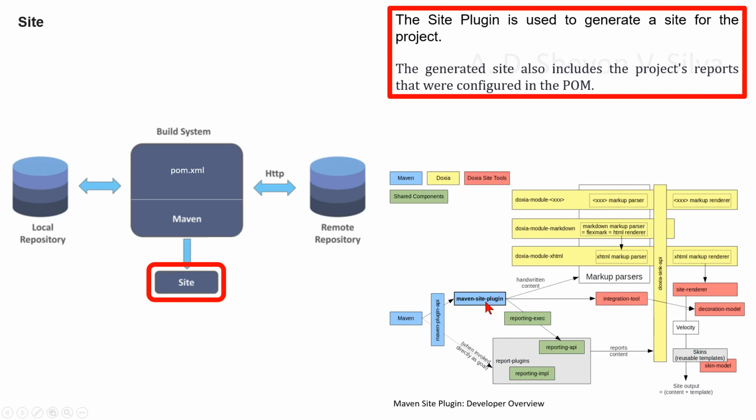Handwritten contents are passed from the Maven site plugin to markup parsers. Reporting exe is passed from the Maven site plugin to the reporting API, and report plugins contain the reporting API and reporting impl. The report plugin is connected to the Doxia Sink API. Report content is passed from report plugins to the Doxia Sink API. Integration tool is connected to the decoration model here.